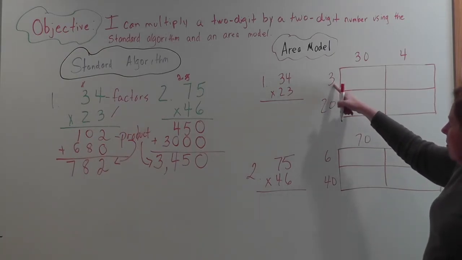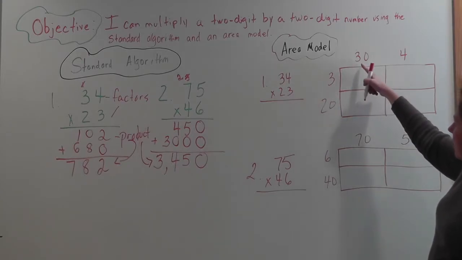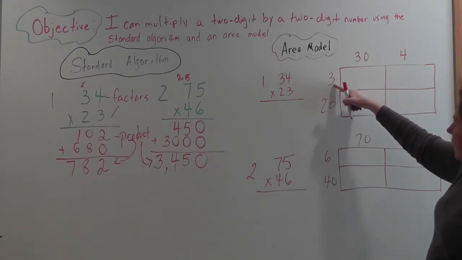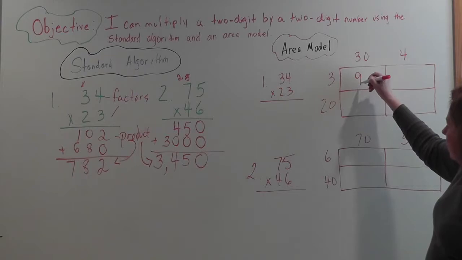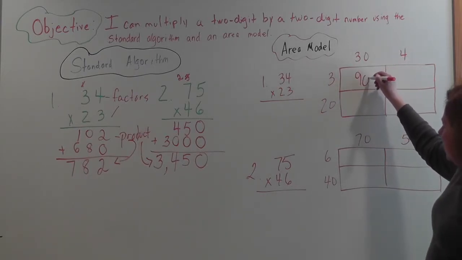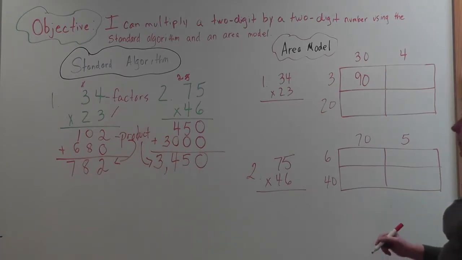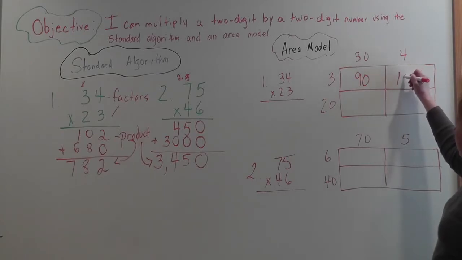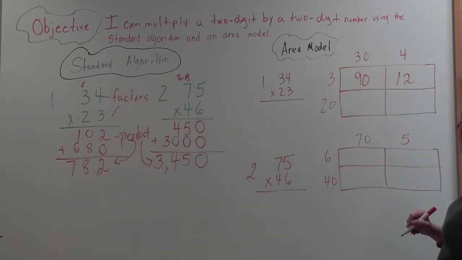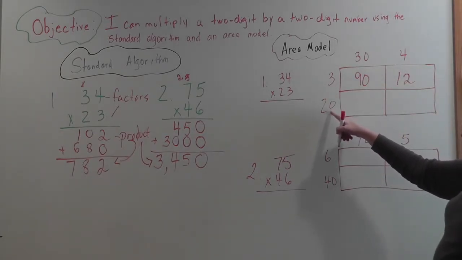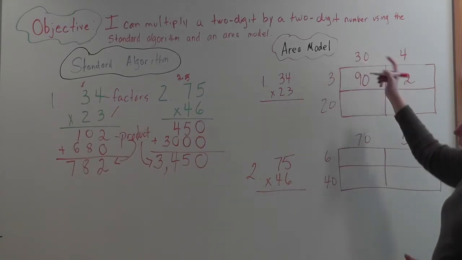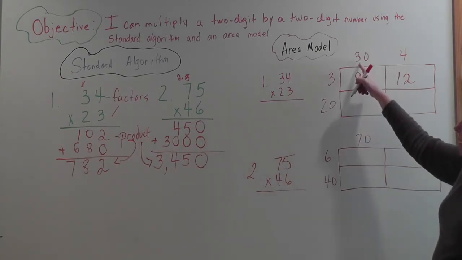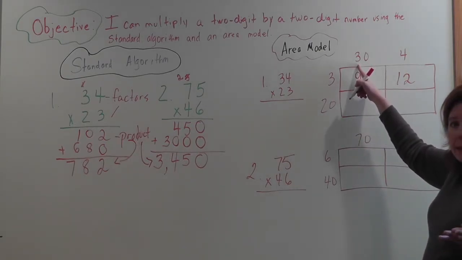Okay? So I'm going to go 3 times 30. 3 times 3 is 9. And then 3 times 0 is 0. So this is going to be 90. All right? And 3 times 4 is 12. Now, I'll multiply my 20 out. 20 times 30. Well, I go 2 times 3 is 6.